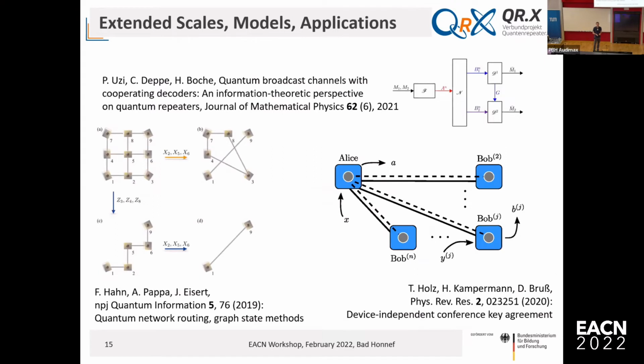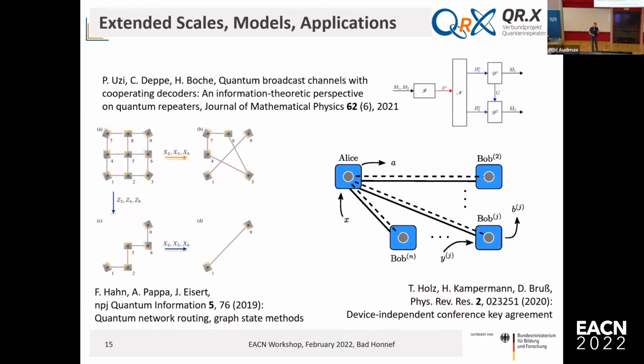So here I have one slide as promised in the broader QRX context. Now I said the goal is to extend the previous theoretical analysis to larger systems, to more complex repeater systems, and more complex systems may also include networks. So here we have multiparty scenarios based on graph states, quantum network routing, graph state methods, and also in the QKD context, device-independent QKD. We had a talk on device-independent QKD, but here even in the multiparty setting. So there are various notions that we consider in a proper network, not only having Alice and Bob.